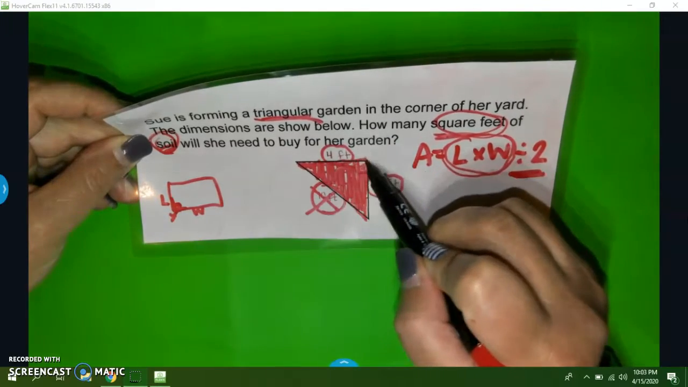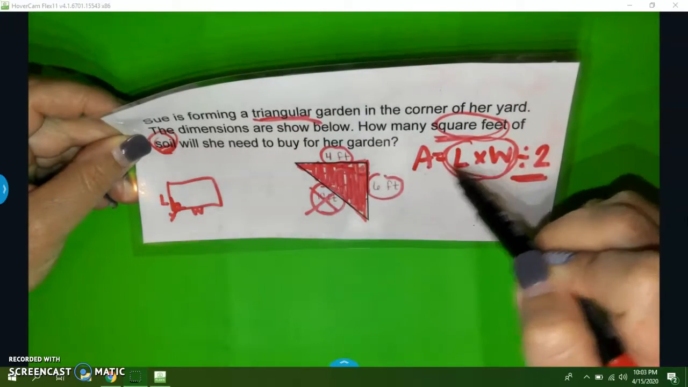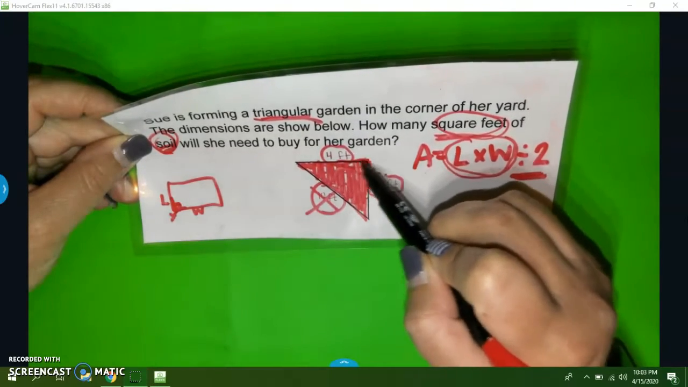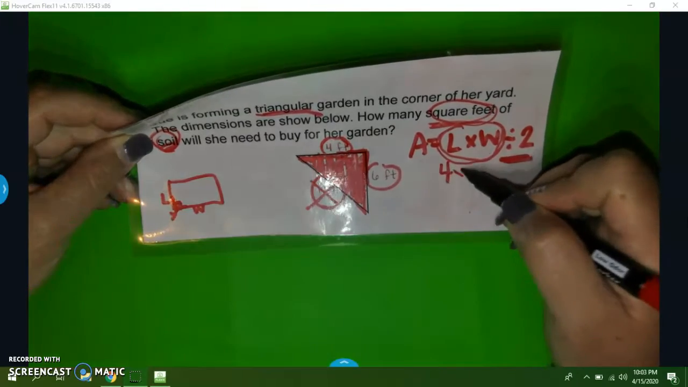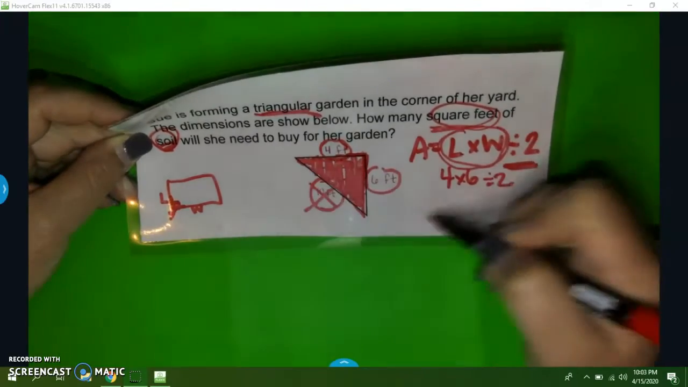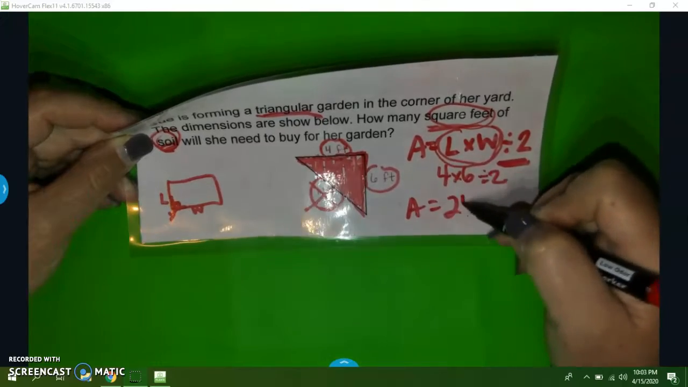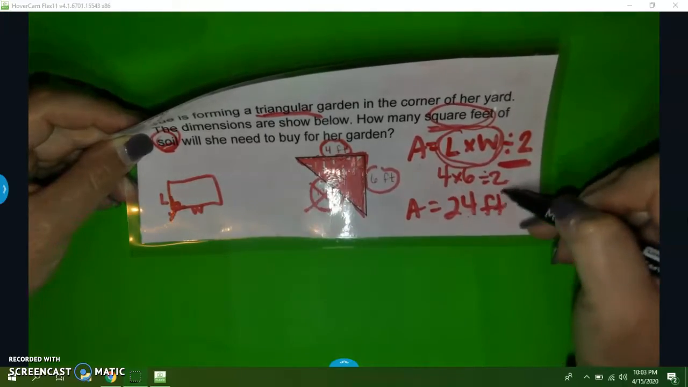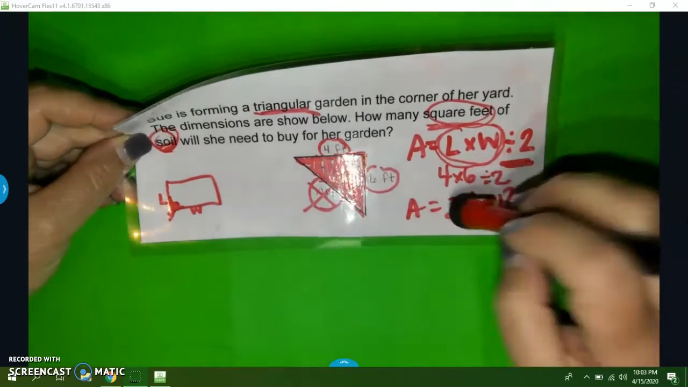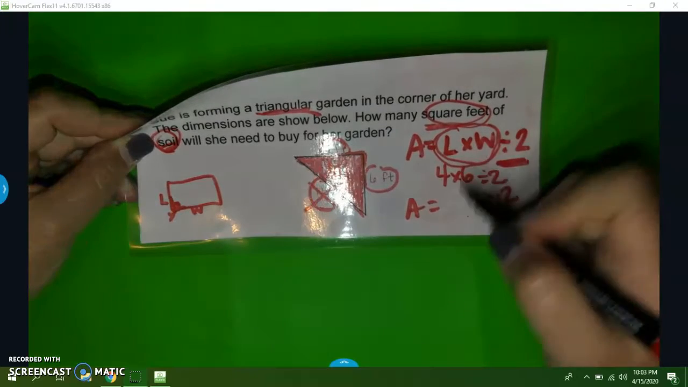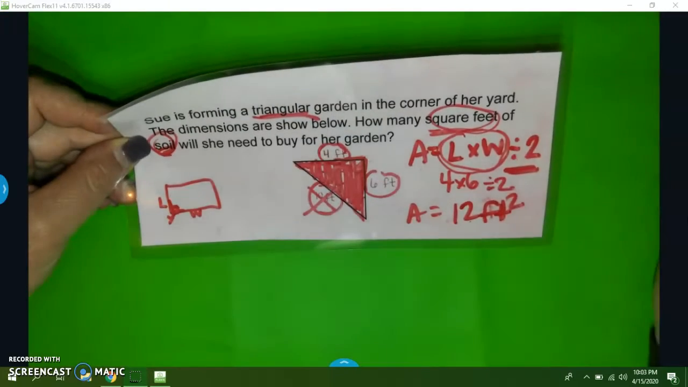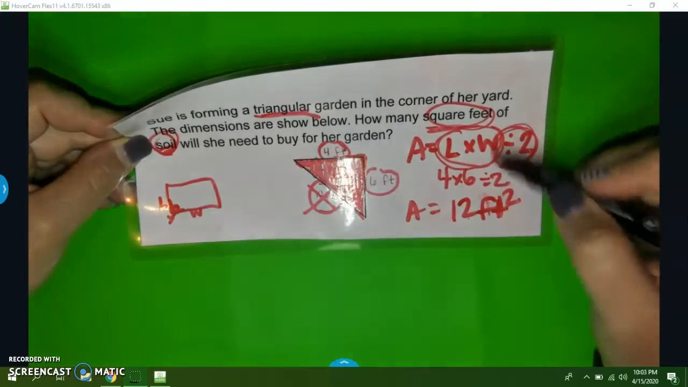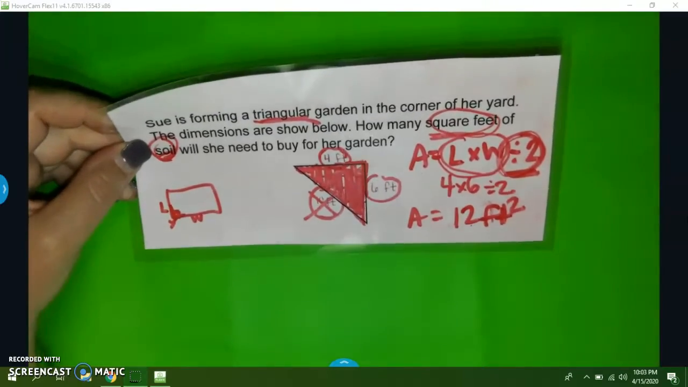I always say find the L. If you're doing length times width, one side times the other, find the L or the 90-degree sides. So you would be doing 4 times 6 divided by 2, giving you an area of 24 feet squared. Oh, sorry. Forgot to divide by 2. See, it's a tricky triangle. 12 feet squared for our garden. Don't forget to divide by 2 like I just did.